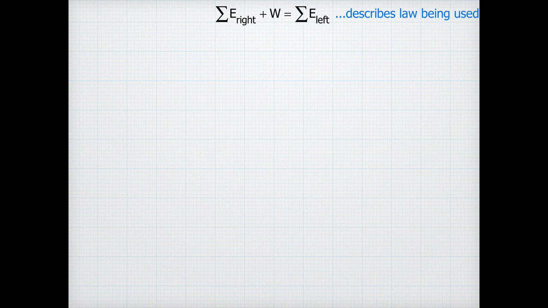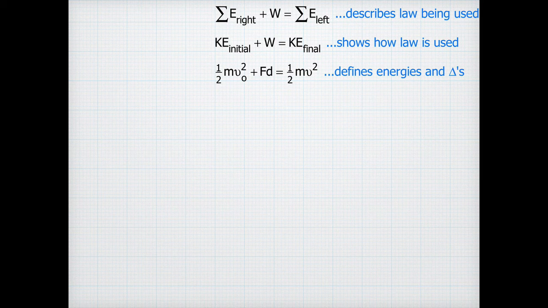So I'll start with my summations. Sum of all the energy on the right side plus the work equals sum of all the energy on the left side. So that's going to describe the law of conservation of energy, or in this case the work energy kinetic energy theorem. Then we'll show how the law is used. Then I'll define the energies with my equations.